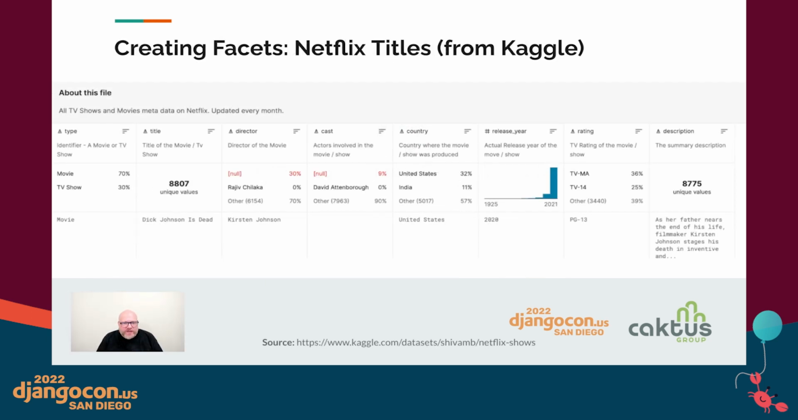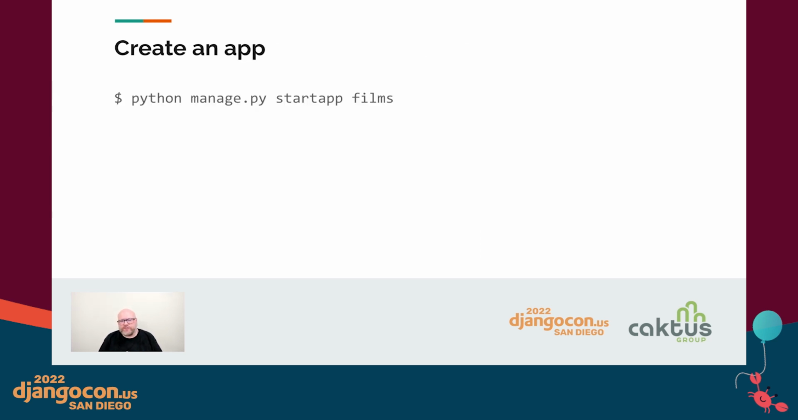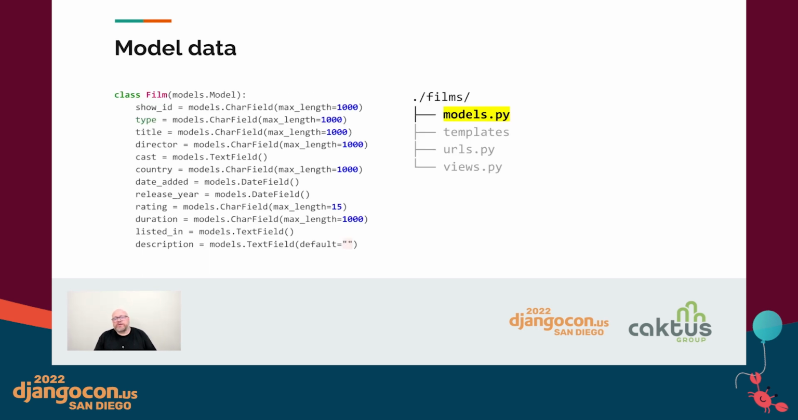Thank you, Colin. First, we need example data. Something simple and easy to explain how to create facets and search features. We found a data set on Kaggle for Netflix titles, a small, less than 10,000 row database. Next, we create an app for our data, and we're going to call it Films. Now, starting with modeling the data. The Netflix data included these types for columns. So we create a basic model called Film.